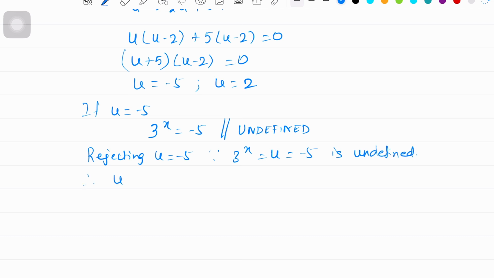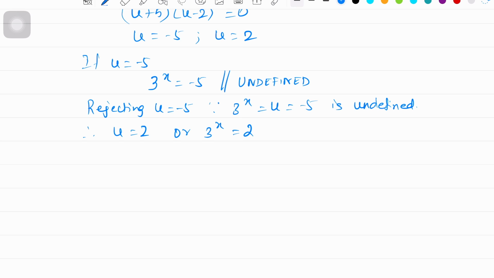Therefore, u equals 2, or 3 raised to x equals 2. So from this, what is x? x equals log base 3 of 2. Either we can take log 2 to base 3, or we can use the change of base rule and do it like this. x equals log 2 over log 3, and if you substitute the values, you will get x equals 0.631. So this is our first value.